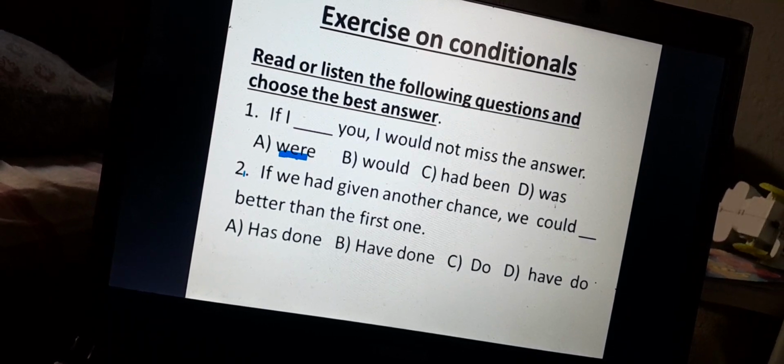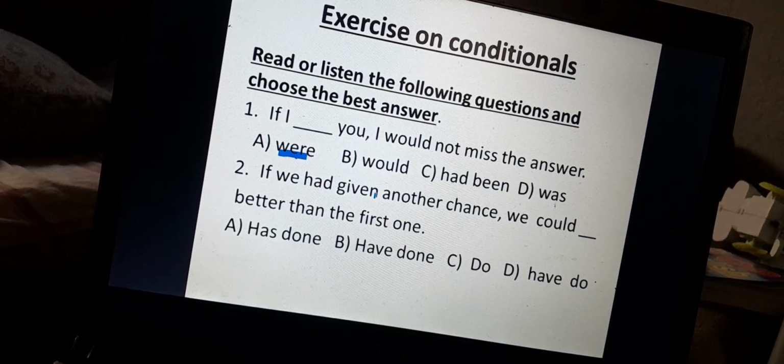And question number 2: If we had been given another chance, comma, we could blank better than the first one, full stop. So what is the appropriate alternative that can fill the blank space for question number 2? A, has done; B, have done; C, do; D, have to do.